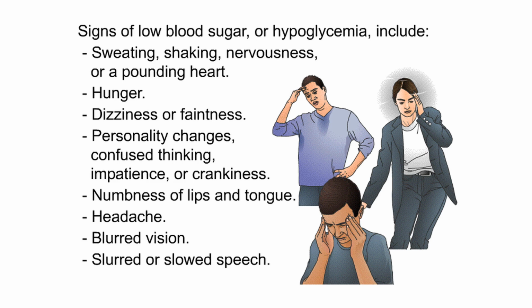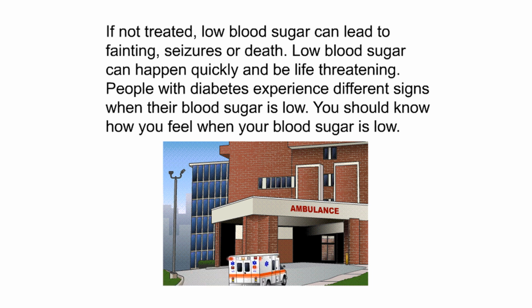Signs of low blood sugar or hypoglycemia include sweating, shaking, nervousness or a pounding heart, hunger, dizziness or faintness, personality changes, confused thinking, impatience or crankiness, numbness of lips and tongue, headache, blurred vision, slurred or slowed speech. If not treated, low blood sugar can lead to fainting, seizures, or death. Low blood sugar can happen quickly and be life-threatening. People with diabetes experience different signs when their blood sugar is low. You should know how you feel when your blood sugar is low.